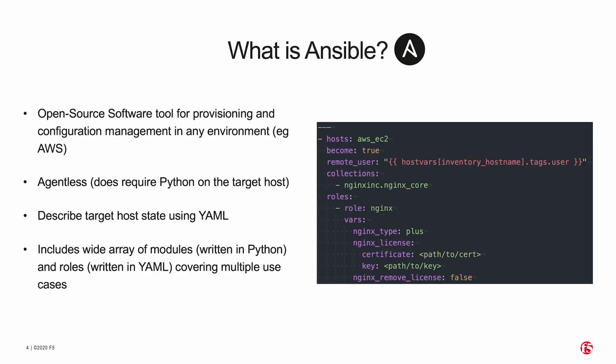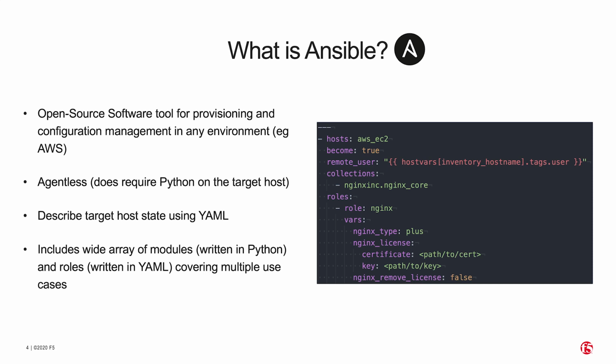So, now that I've given you a very brief overview of NGINX, let's make a quick aside and briefly introduce Ansible for those of you that might not have heard or used it before. In short, Ansible is an open source software tool for provisioning and configuration management. It is agentless, it only requires Python on your target host to properly work. It uses YAML as its configuration language, of which you can see a short example in the image on the slide here. And more importantly, Ansible includes a wide array of modules and roles covering multiple use cases.